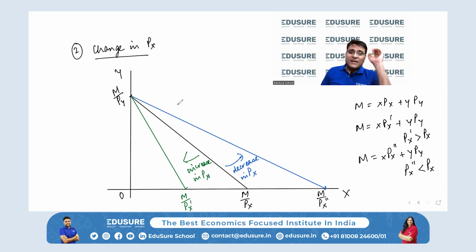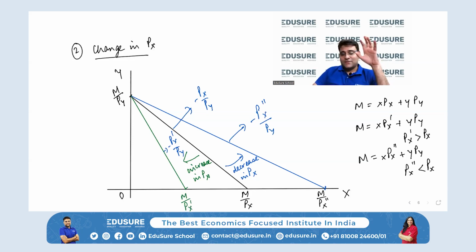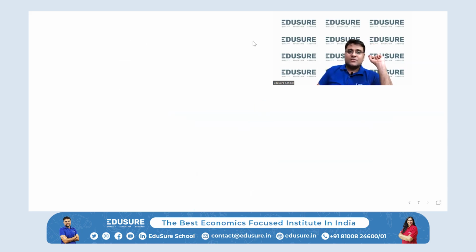Okay. Please understand now the slopes of the budget lines are different. So the original slope was say minus Px by Py. The new slope is minus Px double dash by Py. And here the slope is minus Px dash by Py. So this is what happens if the slope changes for Px. Similarly, it's a very similar case if Py changes.